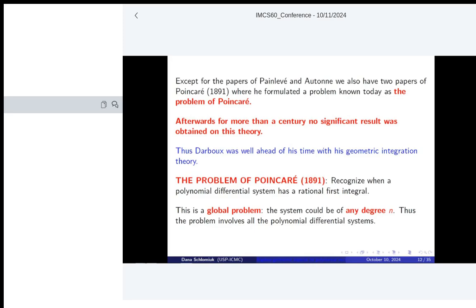This is the initial formulation of the problem by Poincaré. Recognize when a polynomial differential system has a rational first integral. Now, this is a global problem. The system could be of any degree, thus the problem involves all the polynomial differential systems, and clearly it must be a very hard problem.